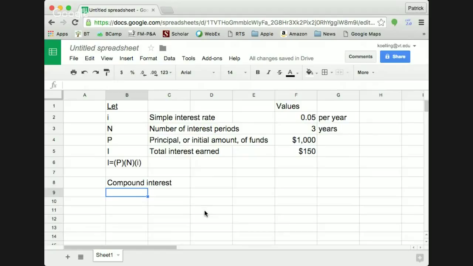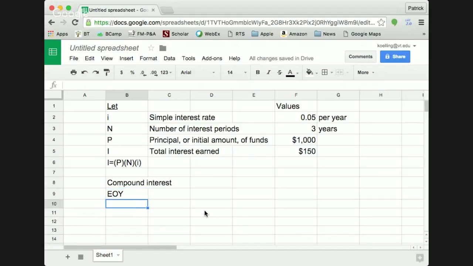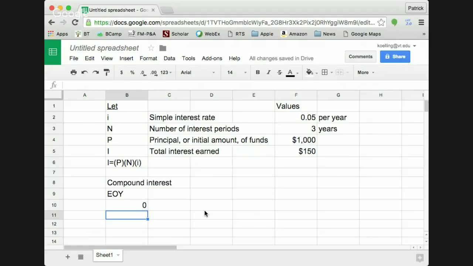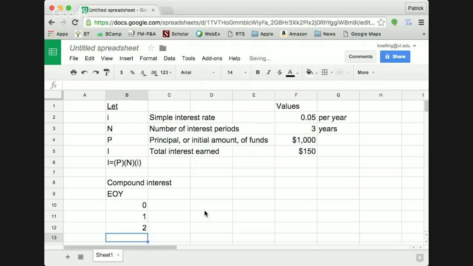Compound interest, I'm going to say EOY, and that stands for end of year. Our cash flows in this class, as I'll explain more later, are end of year cash flows. We're going to assume that they are end of year. Now that's going to change to end of month, end of week, end of 6 months. But for now, let's just stick with the end of year. And when I put a 0 there, that means right now, this instant is end of year 0. Then we have 1, 2, and 3.